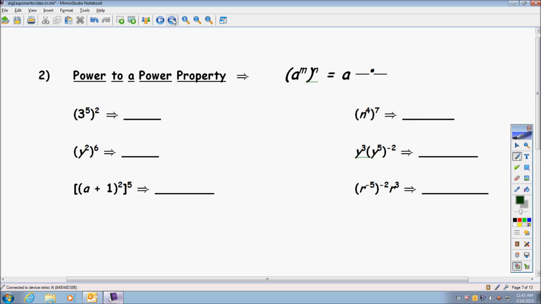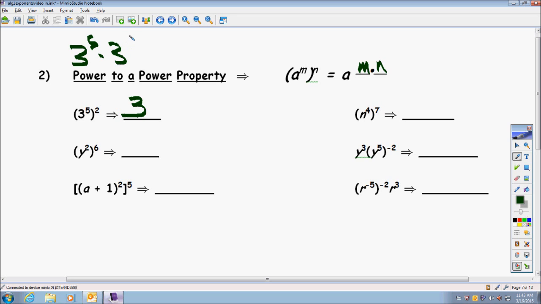Okay, moving on. Power to a power. This one's kind of quick. A to the m raised to the n power is a to the m times n. And again, sometimes that doesn't make as much sense. So let's just practice one. 3 to the 5th squared. Now think of it as 3 to the 5th. Anytime you square it, you write it twice.